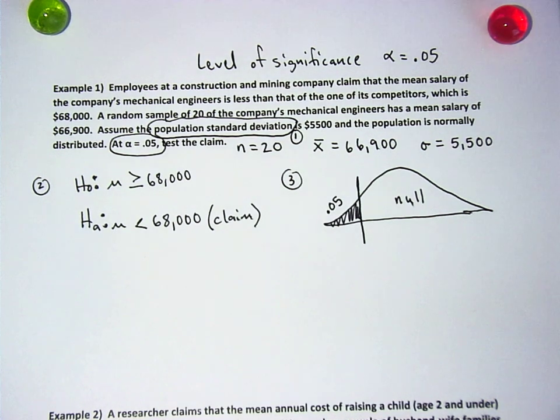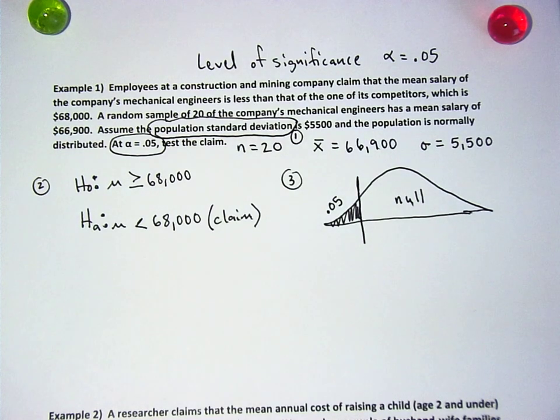Okay. Level of significance is type 1 error. Level of significance, yes, I believe is type 1. Let me make sure though. Okay. Alpha is, yes, a type 1 error. Okay, so here we go.